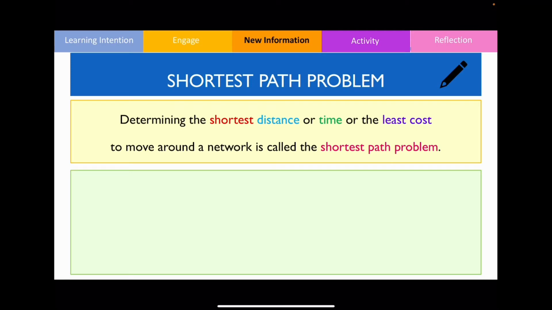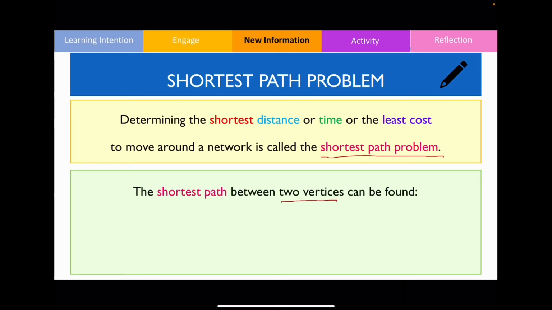Most of the weighted graphs that you'll encounter will often ask you to find out what is the shortest distance, time, or the least cost to move between two vertices in a network, and solving these sorts of problems is referred to as the shortest path problem. In order for us to find out what is the shortest path between two vertices in a network, this can be accomplished by two techniques.